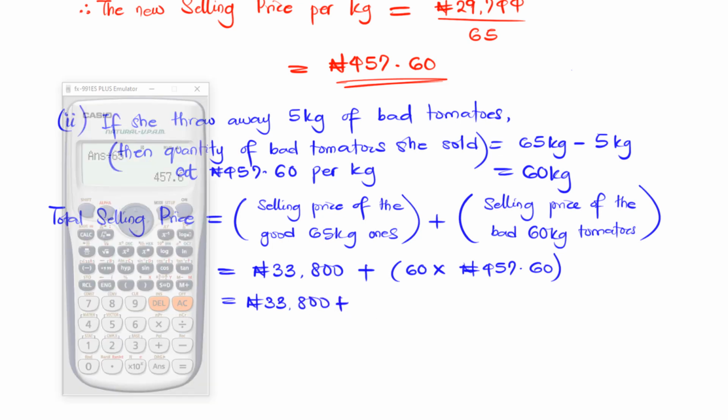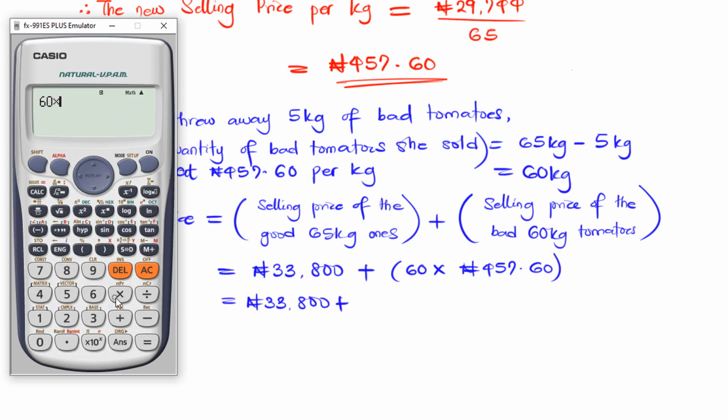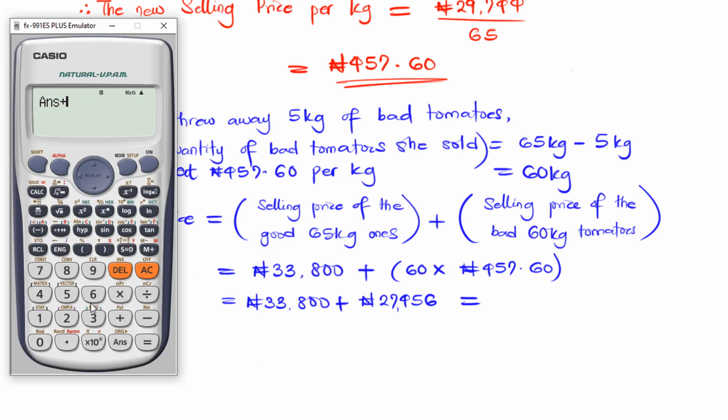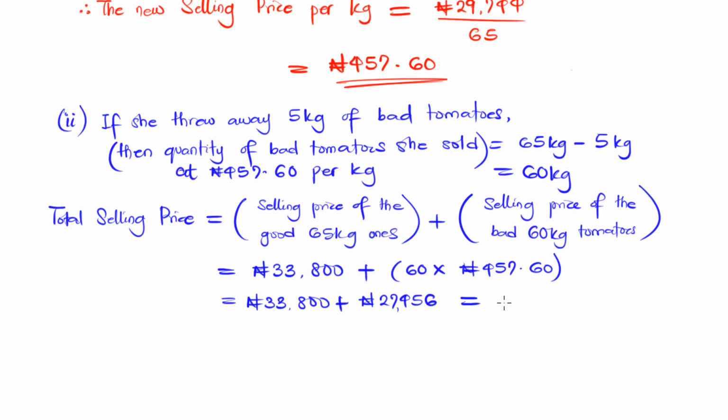So this will now amount to, for us to evaluate, 60 times our answer, which is 457.6. That's 27,456 naira. So if we add the two, we add that to 33,800, that will give us 61,256 naira. So this is now our total selling price.